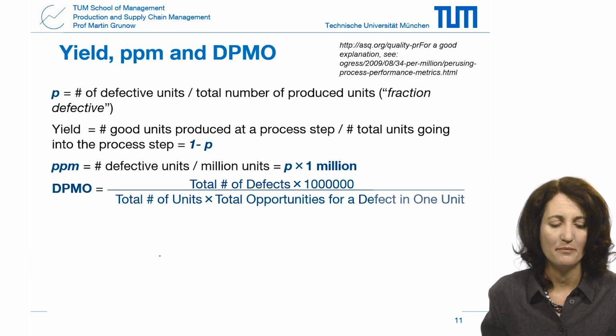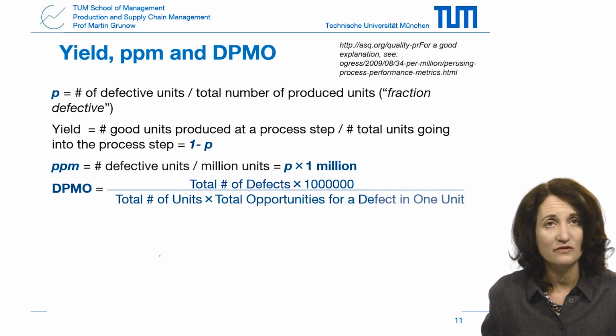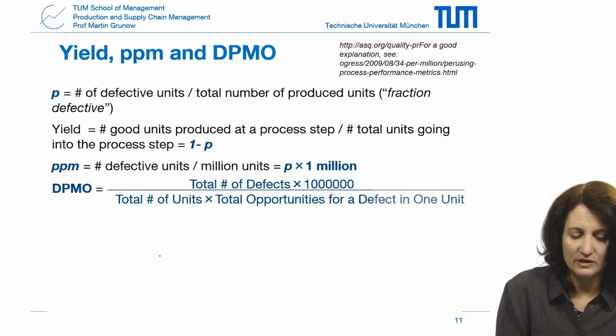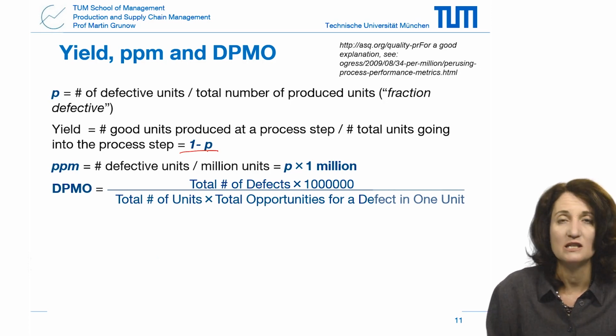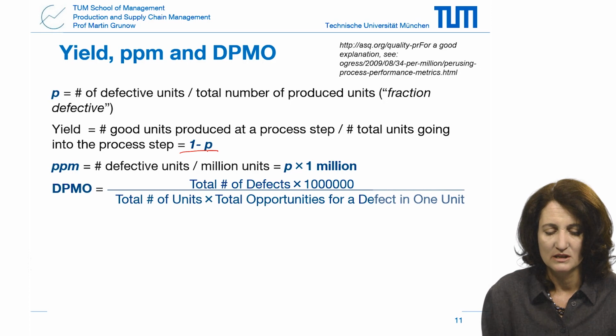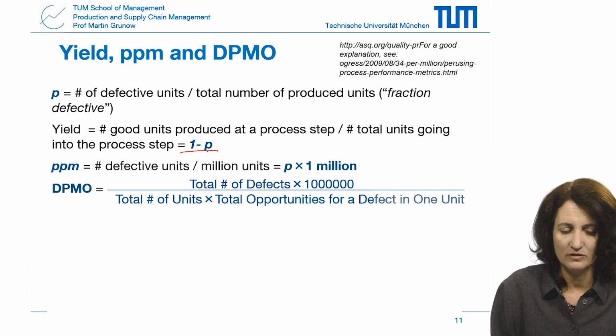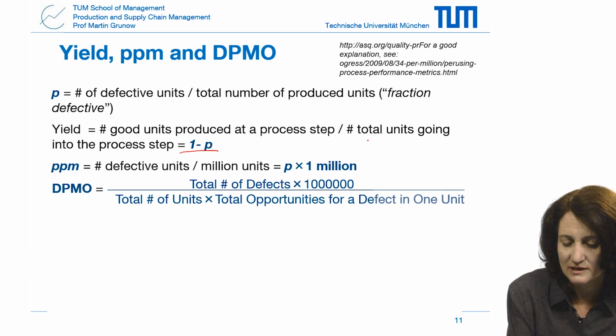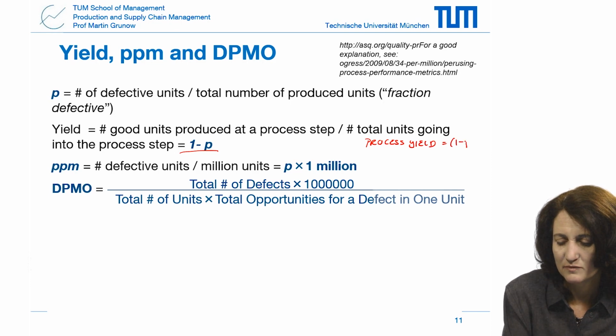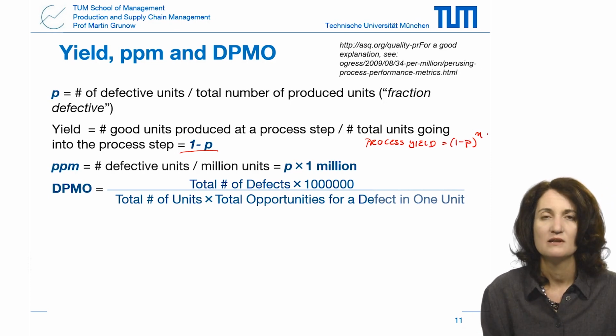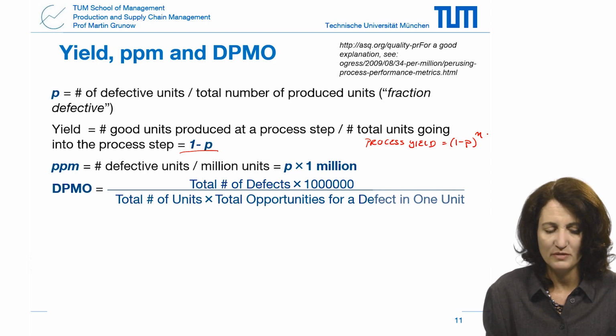So just to recap, if P is the fraction defective, the number of defective units over the number of produced units, we have yield is then going to be equal to 1 minus P. It's the number of good units produced at a process step versus the number of total units going in. If we have more than one process step, I could write this down here with the process yield equal to (1 minus P) to the power of N for the same yield loss at each step.